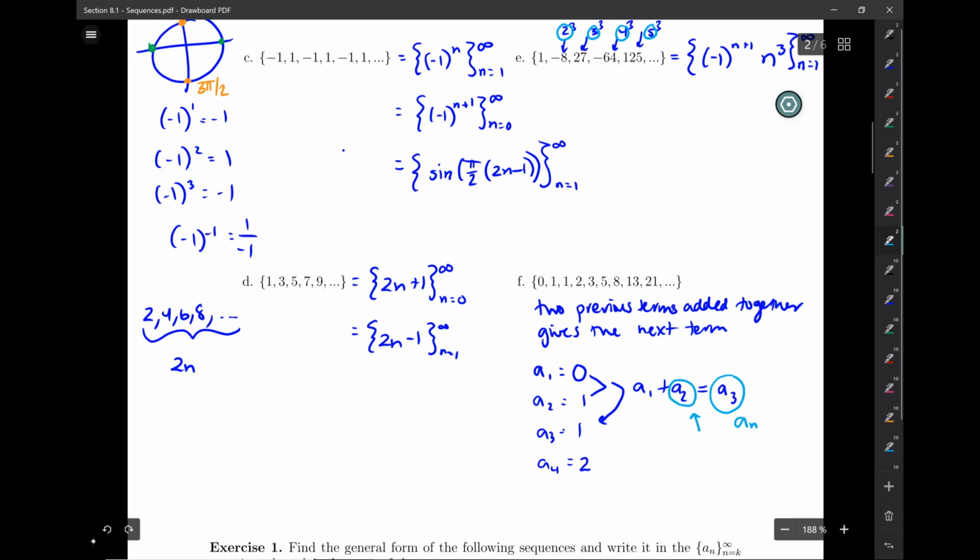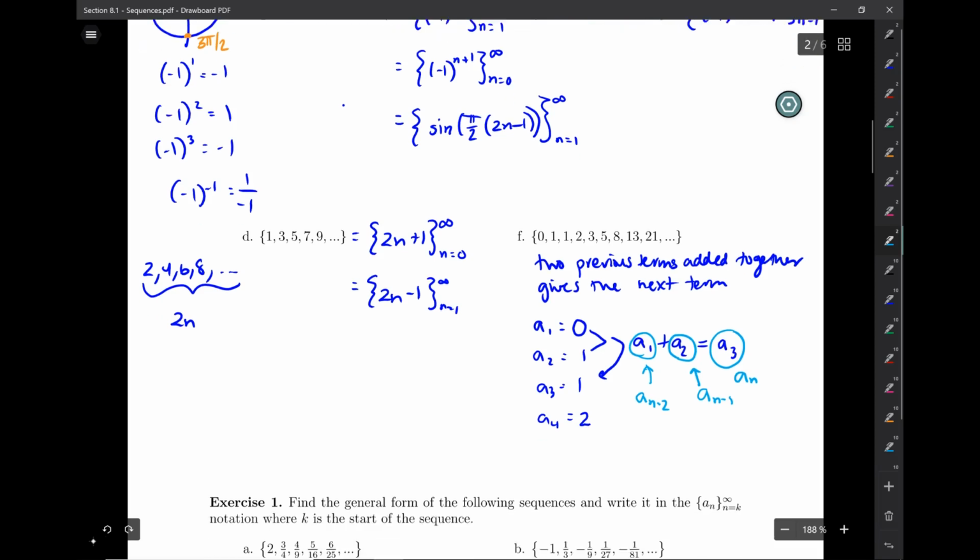Now if you think of a sub 3, or the nth term, as being a sub n, the previous term would be the n minus 1th term. So you could write that as a sub n minus 1. The term before that would be the n minus 2th term, I guess you could call it. So essentially I take the two previous terms, which you can denote as n minus 2 and n minus 1, and add those two terms together to get the nth term of the sequence.